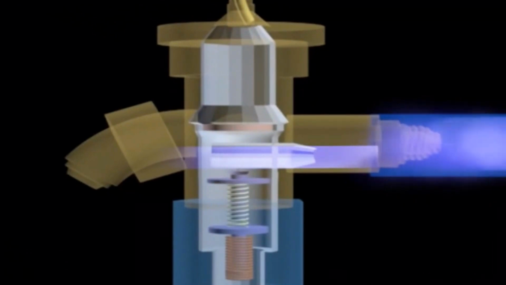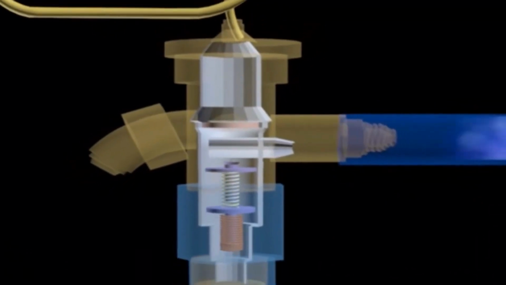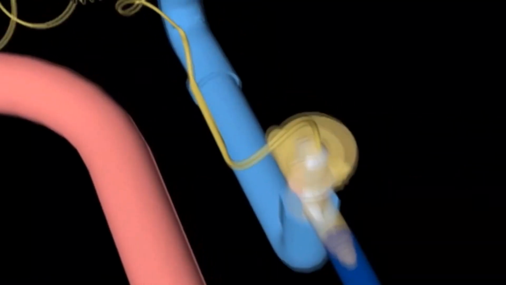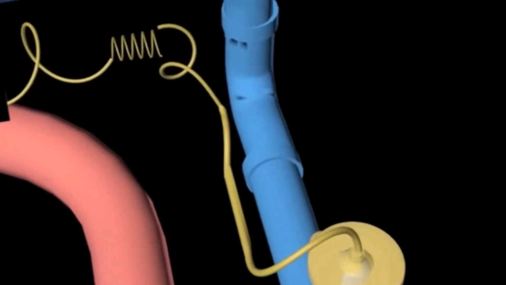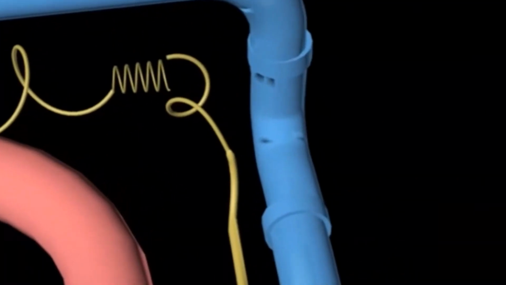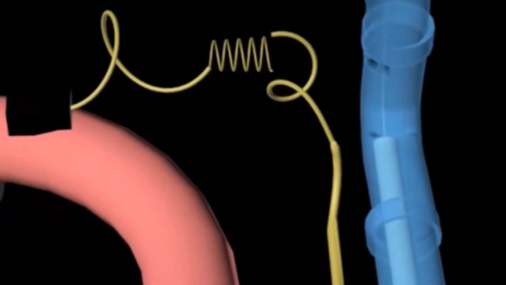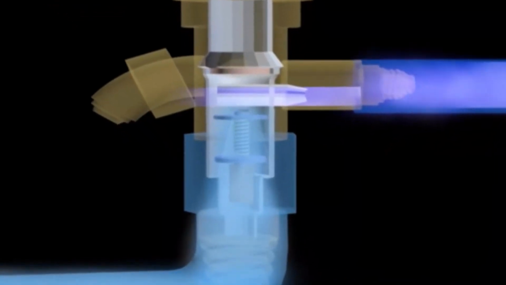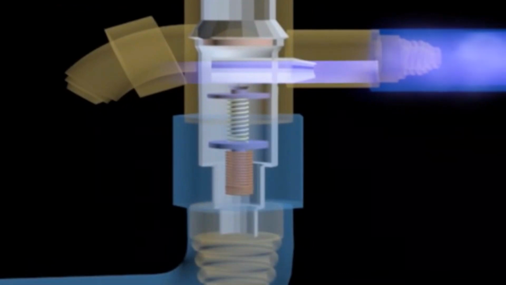It works according to the temperature of the refrigerant which comes out from the evaporator. A sensing bulb placed on the outflow of the evaporator detects the temperature of the refrigerant and sends a signal to the TXV. The needle valve in the TXV will control the flow of refrigerant based on the transmitted signal.